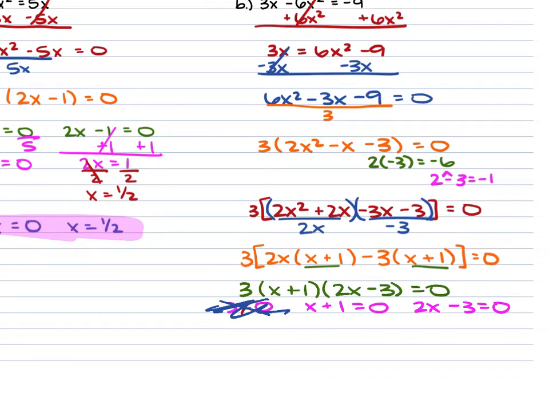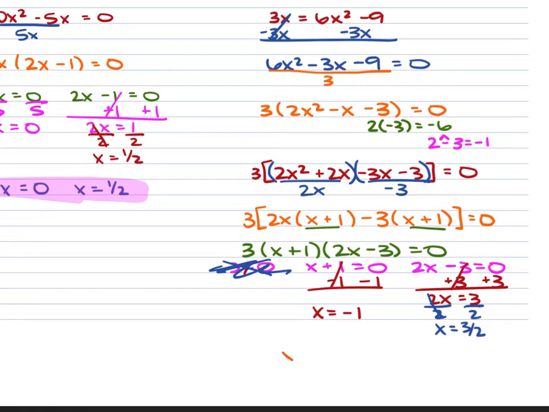For the x plus 1 is equal to 0, we move the 1 over by subtracting it from each side, and we get that x is equal to negative 1. For the 2x minus 3 is equal to 0, add the 3 to each side. We cancel out the 3 on the left side. We have 2x is equal to 3. And then divide each side by the 2, and we get that x is equal to 3 over 2. So we have 2 solutions for this one as well. X is equal to negative 1, as well as x is equal to 3 over 2.